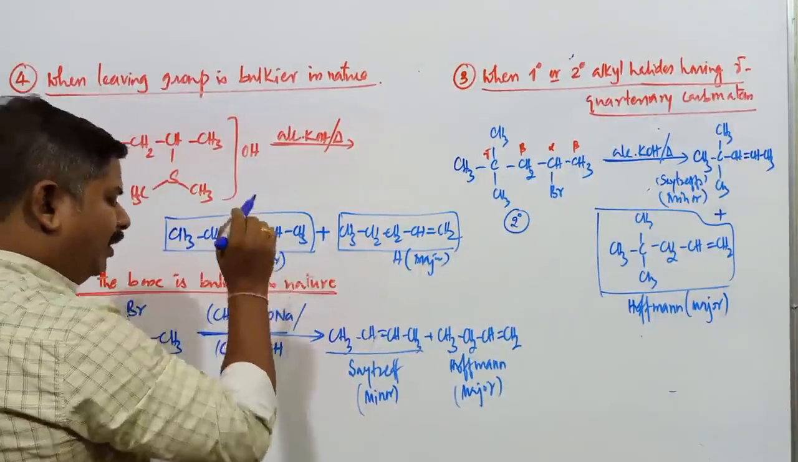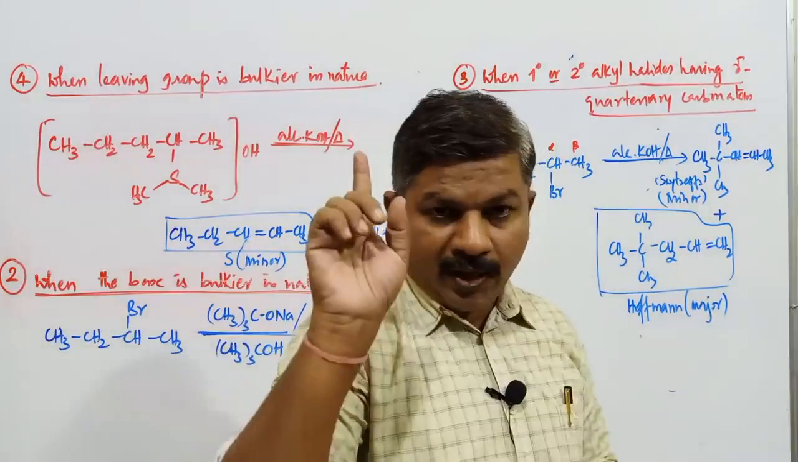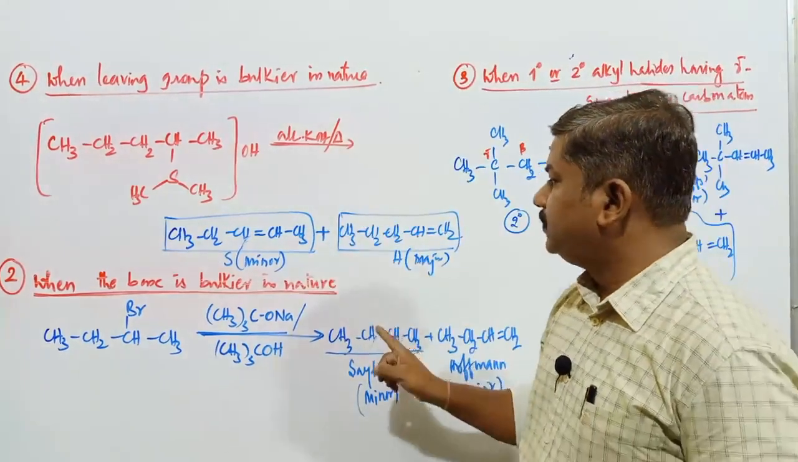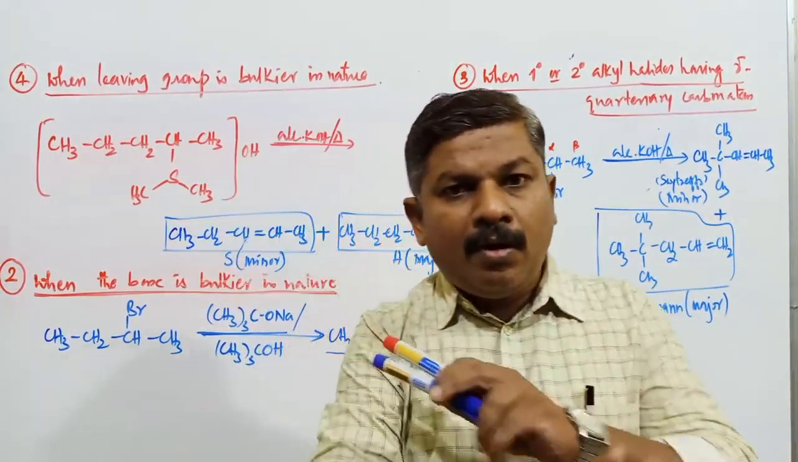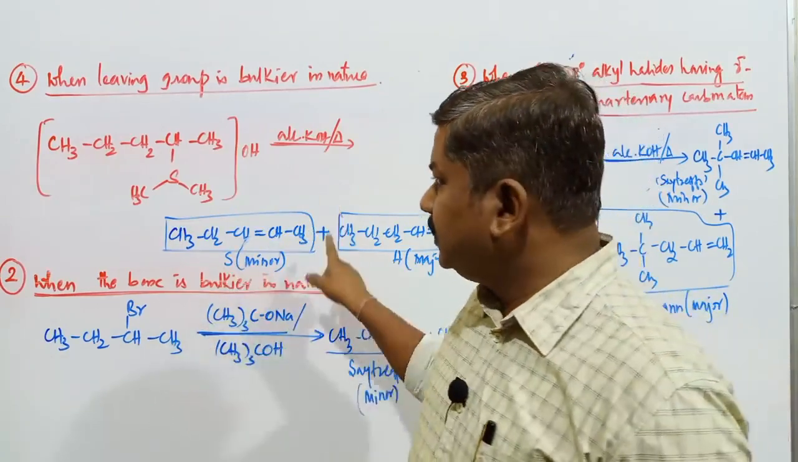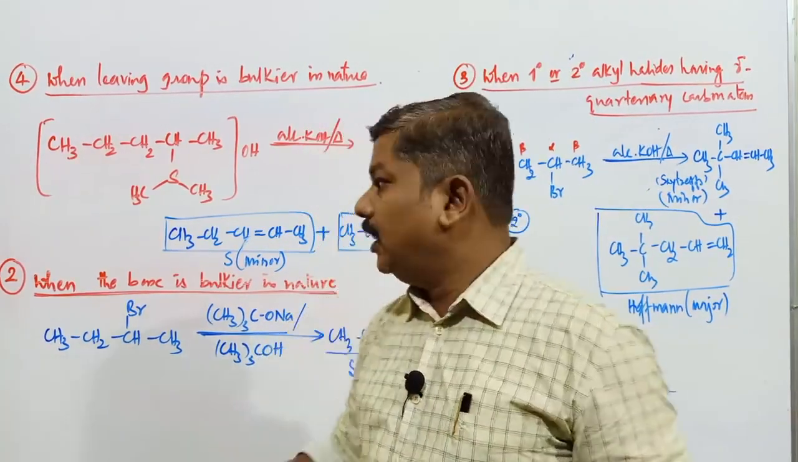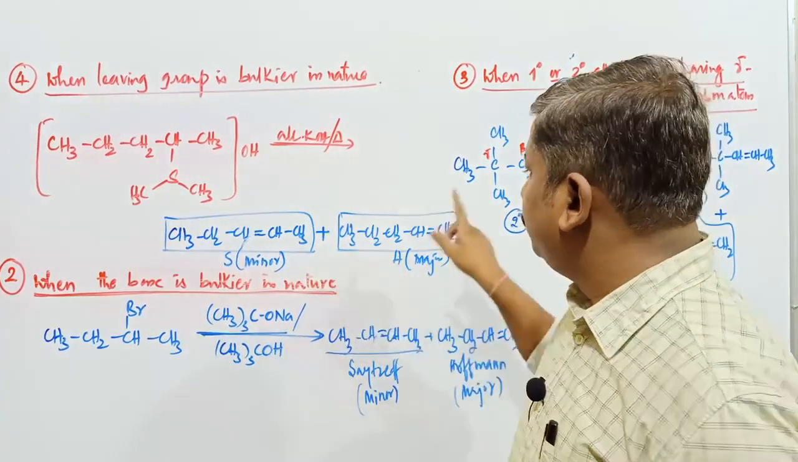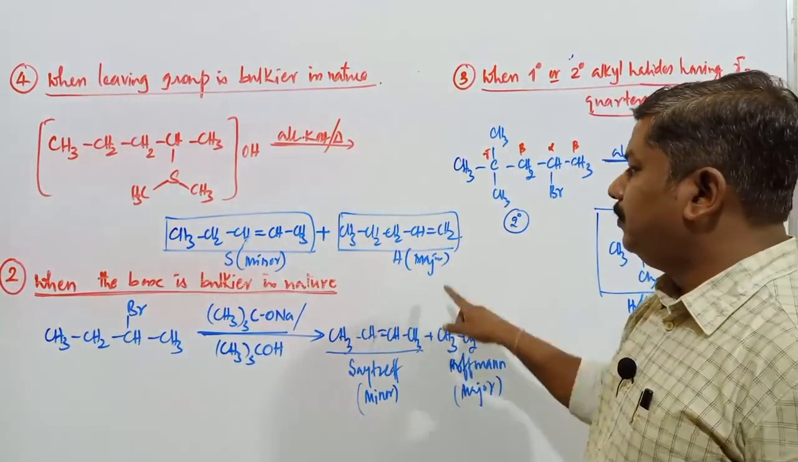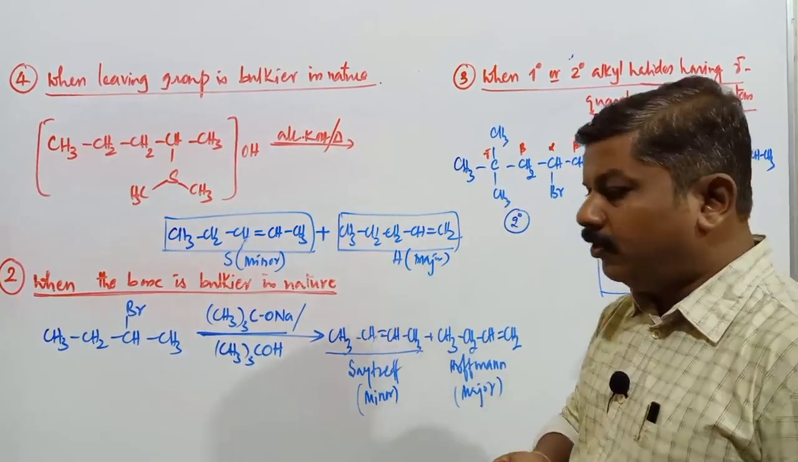Remember only these four cases. In only these four cases, the Hofmann product is going to be the major. Except these reactions, in all the reactions the Saytzeff product is going to be major. Only in case of these four reactions, wherever conditions are applicable, the Hofmann product is going to be major.